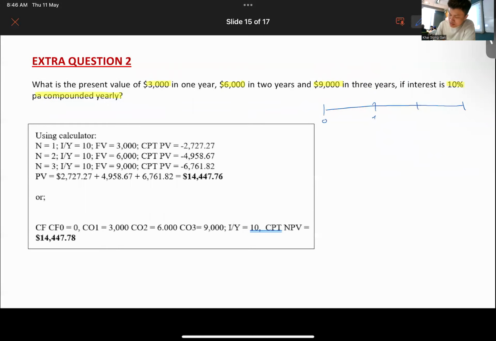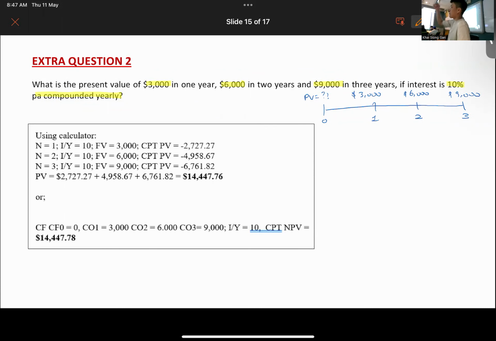Year 0, year 1, year 2, year 3. So in year 1 is 3,000. In year 2 is 6,000. In year 3 is 9,000. So what I'm calculating, I want to calculate present value. That means what should I do? Remember last week, the last question, we calculated future value. Okay, but this one is present value.